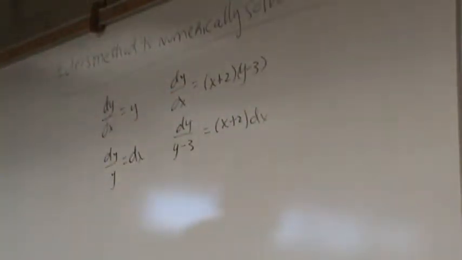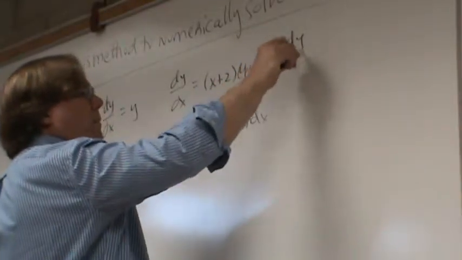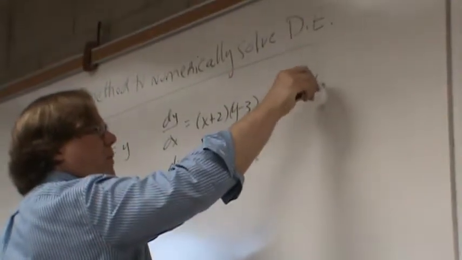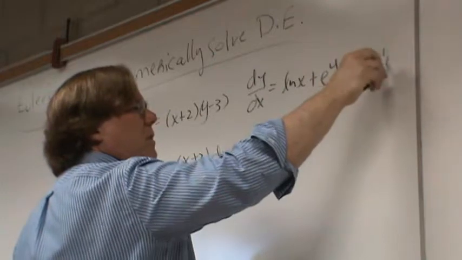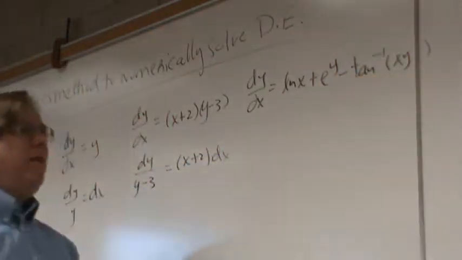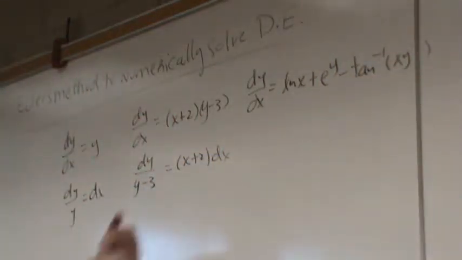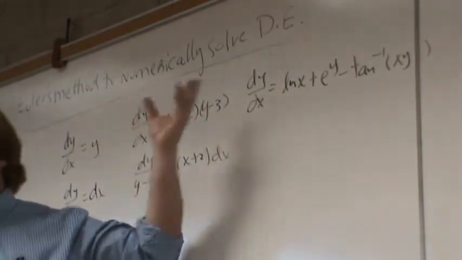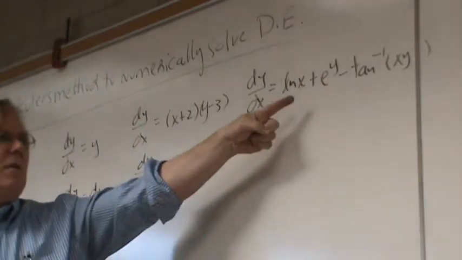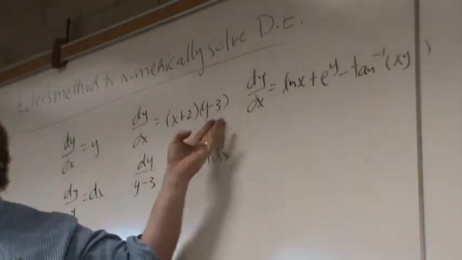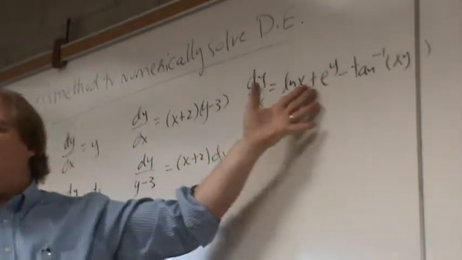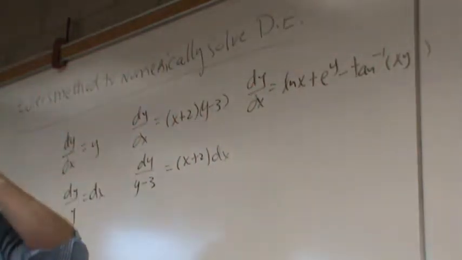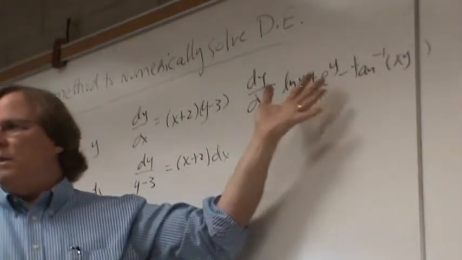But what happens if you get something really, really complicated that you can't separate? What if I have something like this, dy/dx equals the natural log of x plus e to the y minus the inverse tangent of xy? With something crazy like that there's no way to separate the x's and y's. I can't get all my x's on one side and all my y's on the other side multiplied by dy. It's not possible. And it may be that I can't solve this at all. There are other techniques for solving differential equations, and I might not even be able to use them.